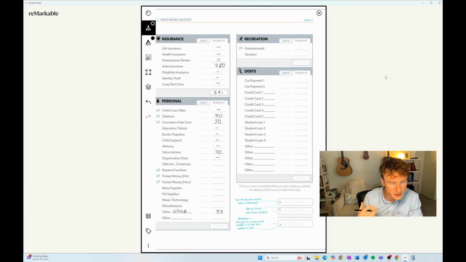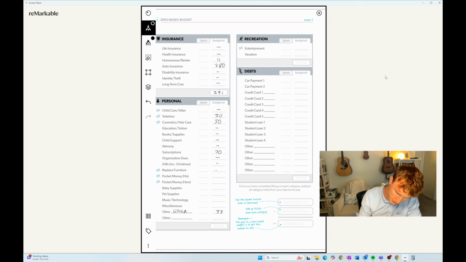Gifts. Gifts is a good one that they include in here because those are the type of things that sneak up on you. So usually what we do is we look out into the coming month and we say, all right, how many birthdays do we have? Do we have Christmas coming up? Do we have Easter coming up? Are we doing anything? And then incorporating that into here. Not going to worry about that right now.